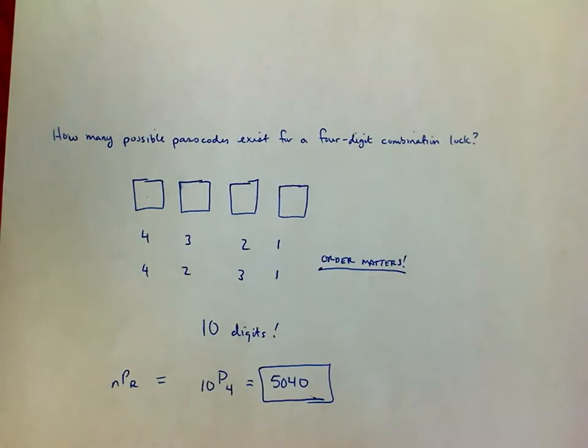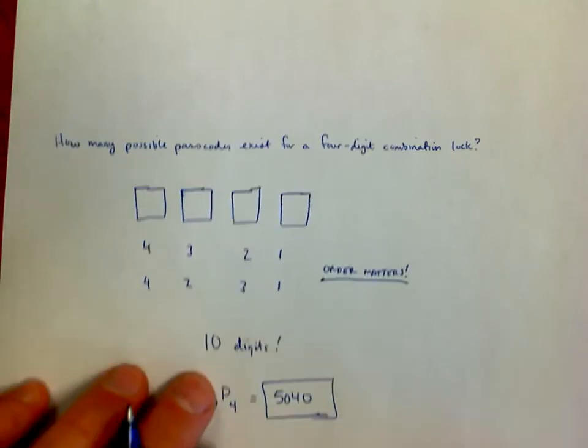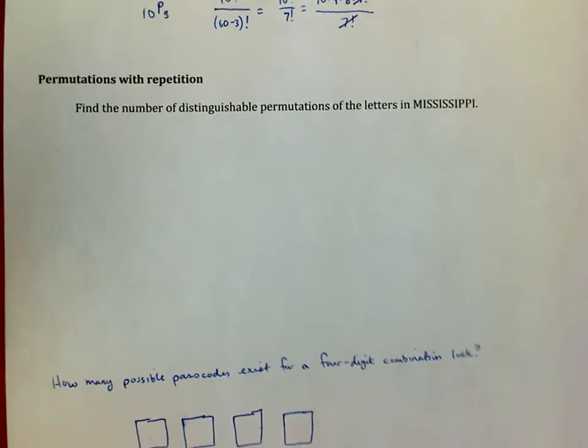So there's an example of a permutation problem and when and how you might use it. Hopefully that helps solidify the concepts from the previous video a little bit more. Now let's talk about permutations with repetition.